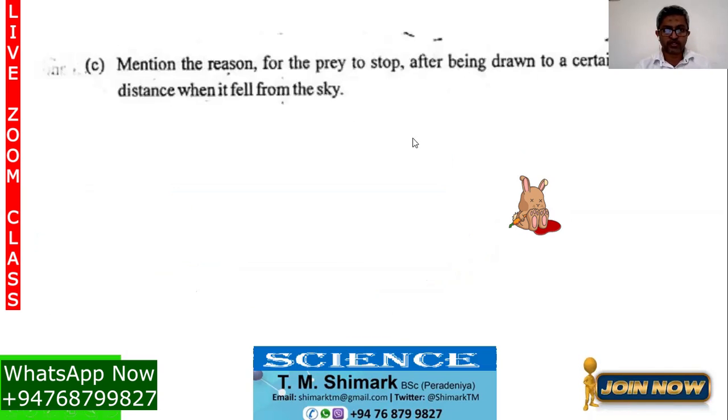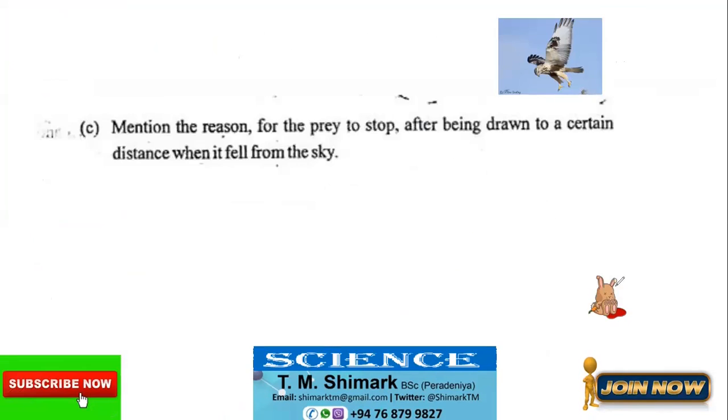So the next part of the question is asked, mention the reason for the prey to stop after being drawn to a certain distance when it fell from the sky. We can see our rabbit is down there and he's not moving. The hawk is up there looking down. What happened to the rabbit maybe? So the question is the reason for the prey to stop.